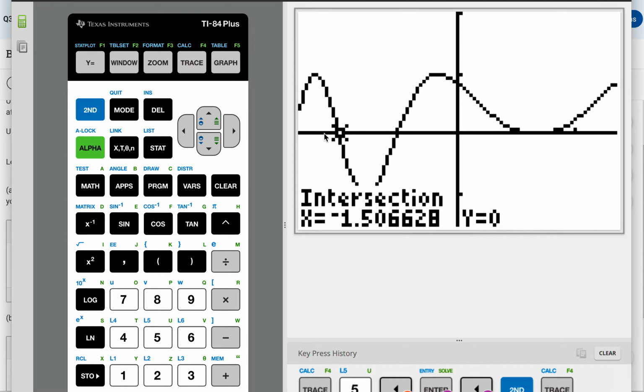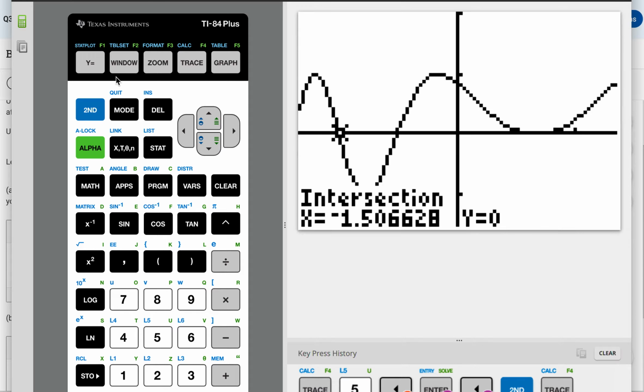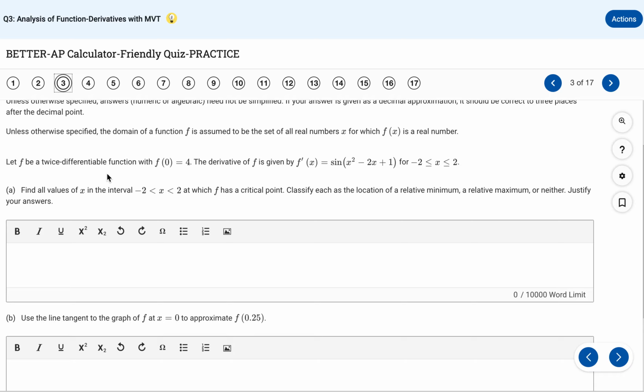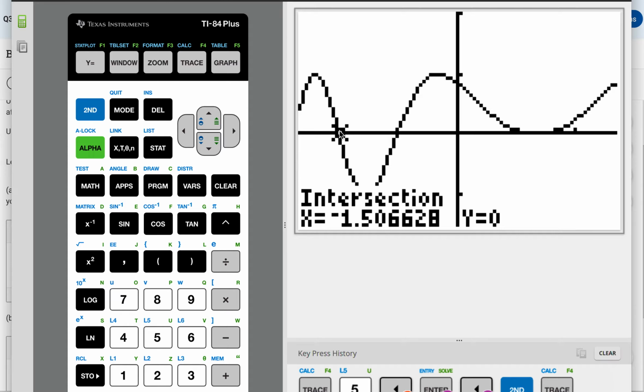If there were intervals of increasing and decreasing, I could use those to help me with that. But if I go back to the actual question, justify each, that's a good point. Go back and say, I know that this point is an area where the slope has been increasing and then goes to 0 and then is decreasing. There's a sign change there from positive to negative slope. So it's going up and then it turns and goes down. That's a local max.